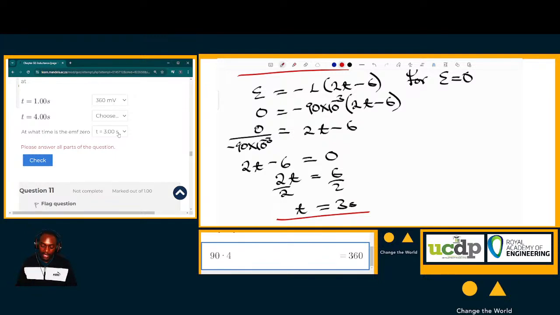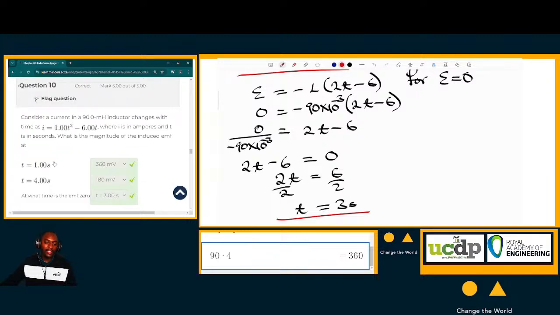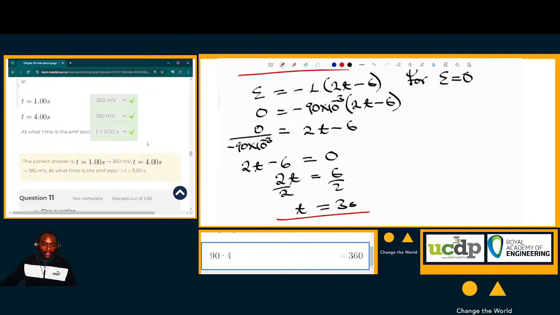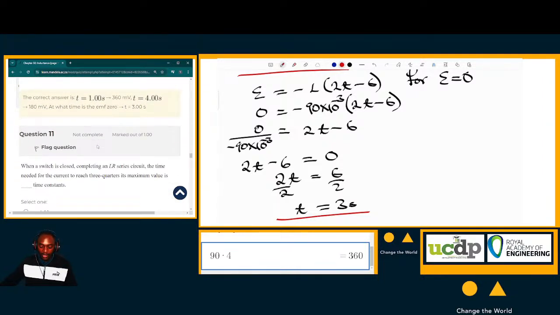I've left that part for substituting 4 seconds for you to try out and see if you get the question correct. So for the 4 seconds, I got 180 millivolts. So we can choose that and see if we get all the 3 correct. Okay, all right, so that's correct. Thank you for following. So that would be our options.